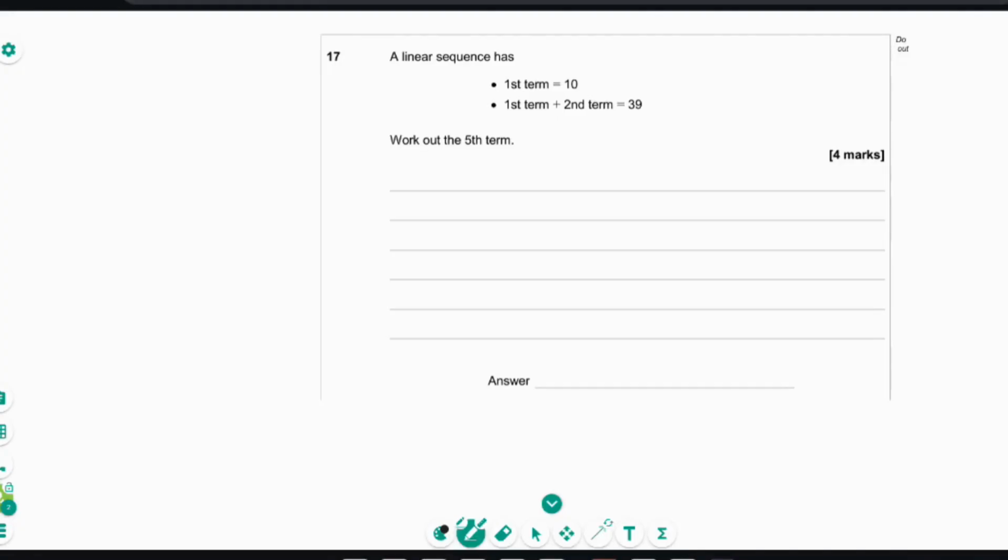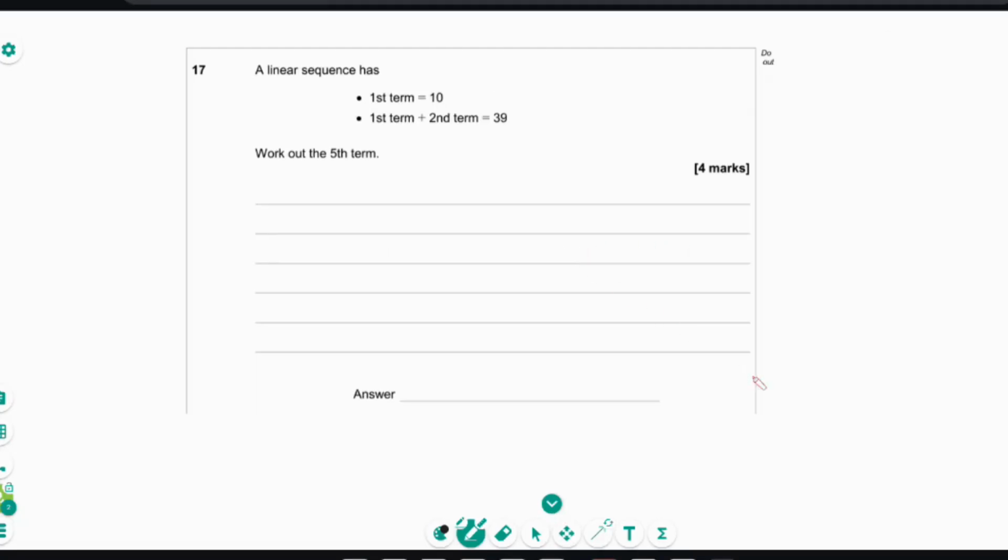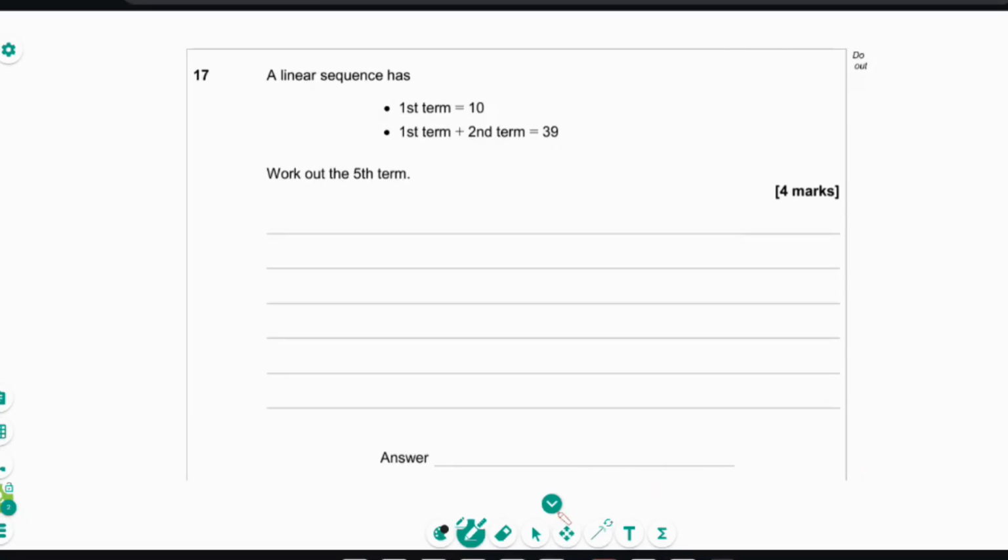A linear sequence has first term 10. First term plus the second term is 39. So the first term plus the second term equals 39. 39 take away 10 is 29. The second number must be 29.